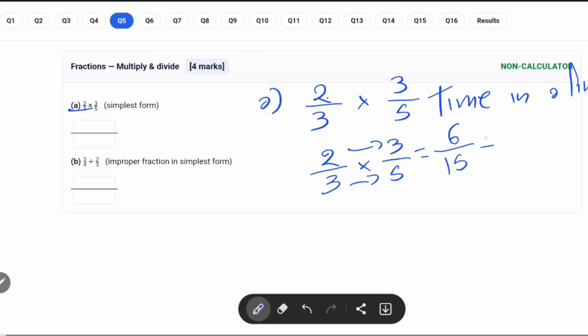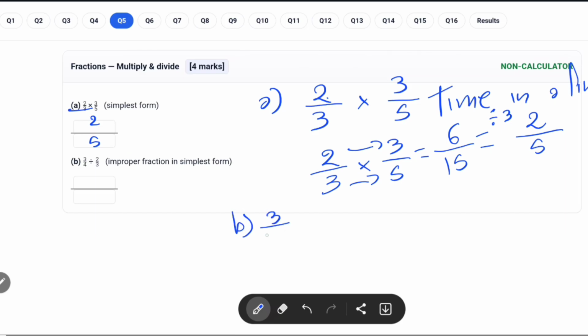And as simple as that, we got the answer. But because it says again on the simplest form, we're gonna need to simplify the fractions. Both of them go into 3. So 6 divided by 3 is 2, 15 divided by 3 is 5. And now we got the final answer.